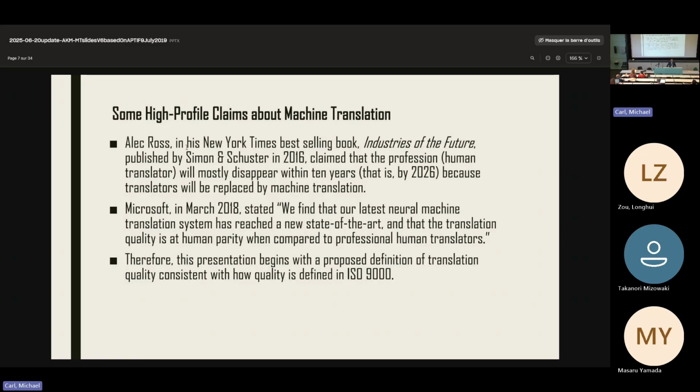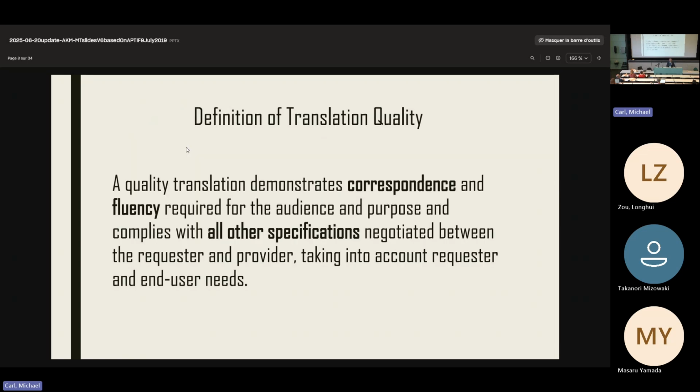So obviously there's a lot of background where people assume they know what translation quality is. So I thought, well, maybe we'll define it in a way that's compatible with ISO 9000, which is recognized by quality managers worldwide across disciplines as the primary way of defining quality: meeting requirements expressed as specifications.